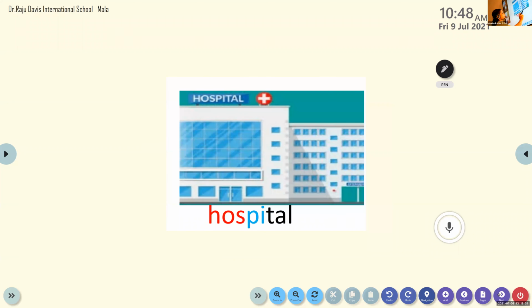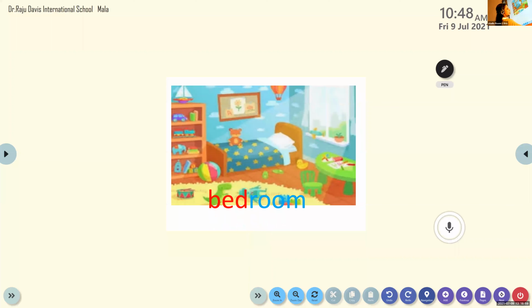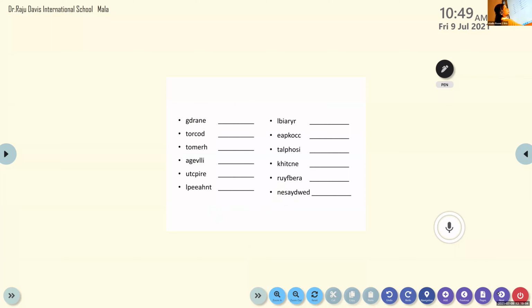So this is the way, hospital. There are 3 syllables in it, so we can break down the word into 3 syllables. Hos, pi, tal. Clear? So it is very easy for us to learn the spelling. All these words are being discussed, children, so I'm not moving on to it. Let's move on to the exercise part of it.